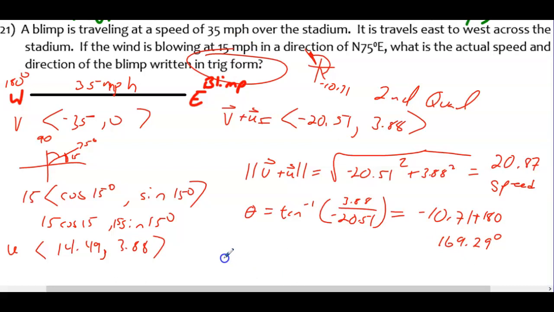So the last thing we have to do is write this in trig form. We'll have the magnitude times the cosine of 169.29 degrees I plus sine of 169.29.